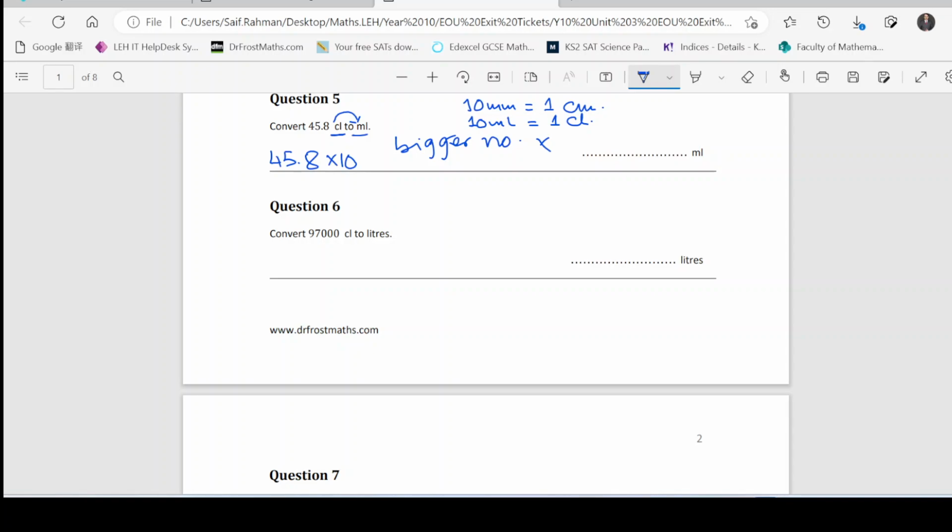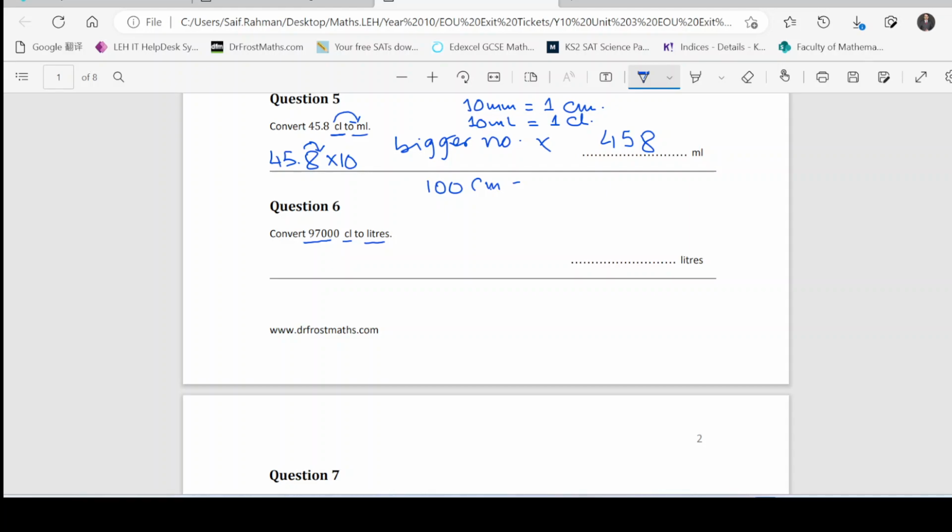And in this question, it says centiliter to liters, right? Just like 100 centimeters are equal to 1 meter, in the same way, 100 centiliters is equal to 1 liter. Okay, the centiliter is not a commonly used unit. Usually we use either milliliter or liter. Centiliter is not commonly used, but still, if you have to convert.